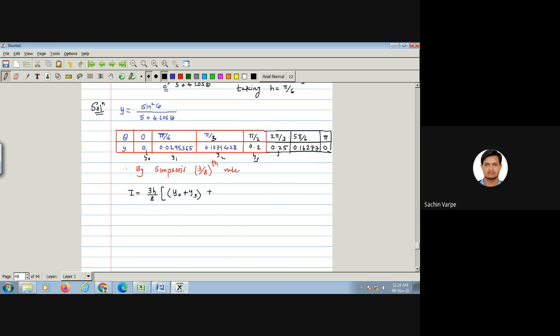So this is y4, y5 and y6. So the last ordinate is y6. Sum of first and last ordinate, then plus 3 times the sum of ordinates with suffixes as a multiple of 3. So y3 plus y6, but y6 is already there, right? We don't need to repeat. So only y3.